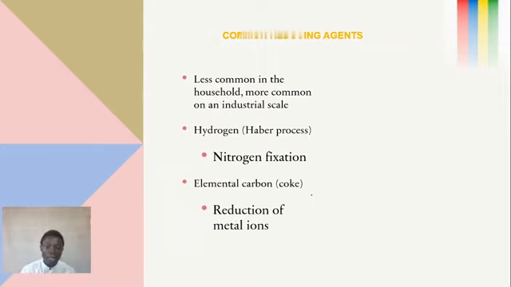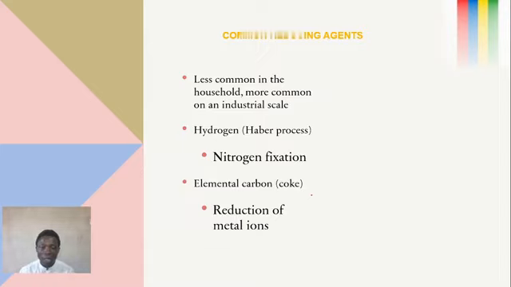Of course, although they are less common in our household, they are much more available in the industrial environment. Hydrogen, especially in the Haber process, is a good reducing agent. Also, coke or carbon. In the class ahead, we are going to talk about coke, an amorphous form of carbon, which is a powerful reducing agent.